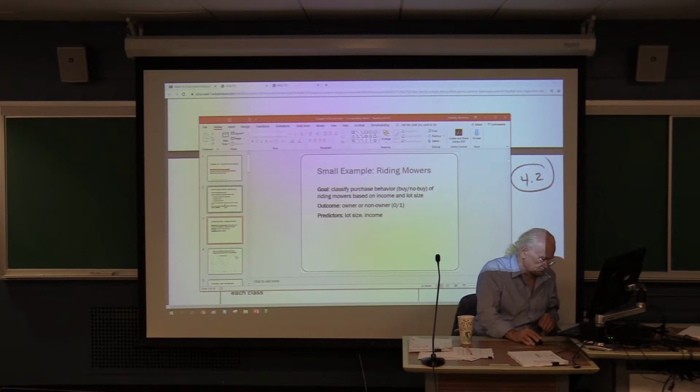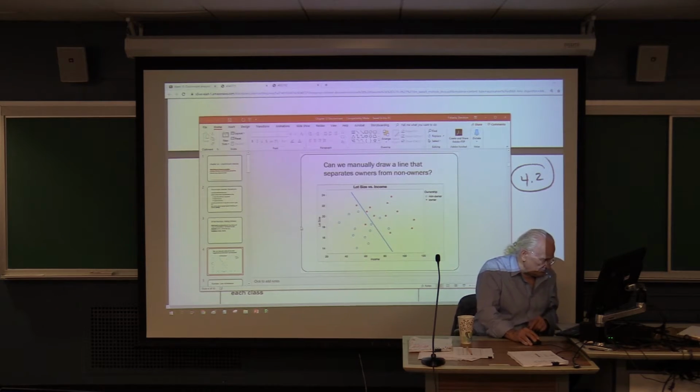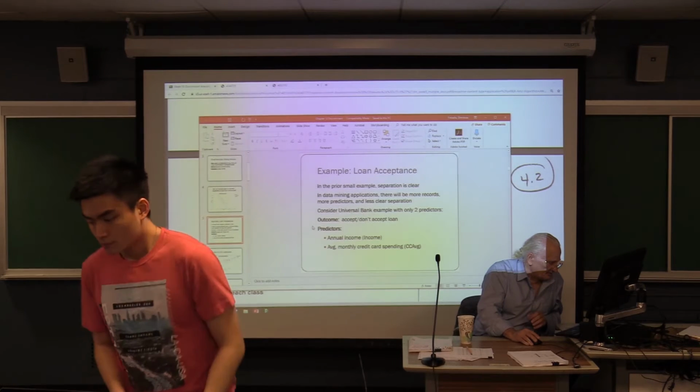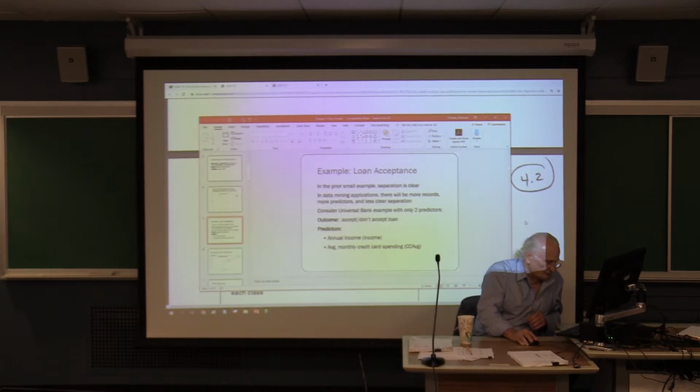All right. When you plot the data and you do a scatter plot between income and lot, and then you color things based on ownership, we did this graph. And remember, I drew this line, all right? So you can draw this line to separate owners from non-owners. Another example is the Universal Bank with two predictors.